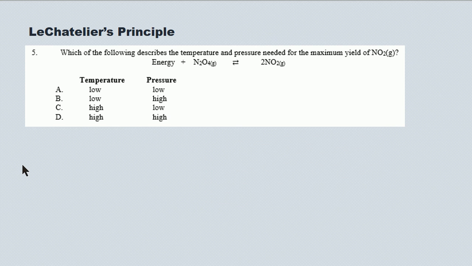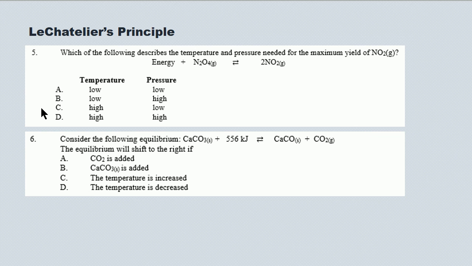Which of the following describes the temperature and pressure needed for maximum yield? Endothermic system. If I add energy, I'm going to drive the system to the right, increasing yield. Therefore, A and B are out. We're talking about a high energy system, high temperature system. The question of pressure. I've got 1 particle on the left and 2 particles on the right. To drive this thing to the right, I want a low pressure system, and the answer here is C. Consider the following equilibrium. The equilibrium shifts to the right if, well, this is an endothermic system. If I heat this, it'll drive the system to the right, and the answer is C.